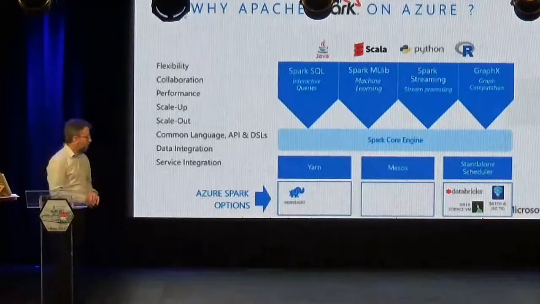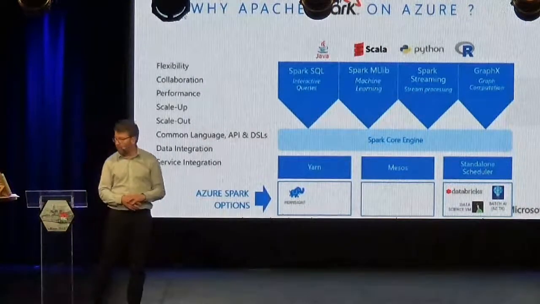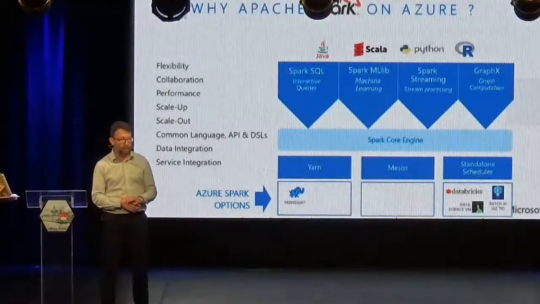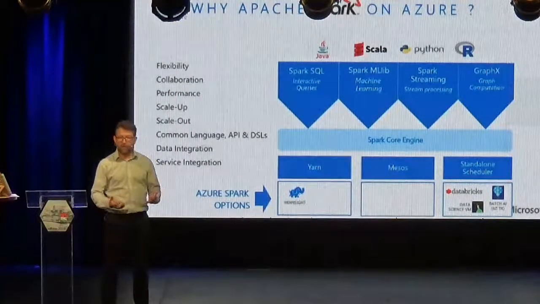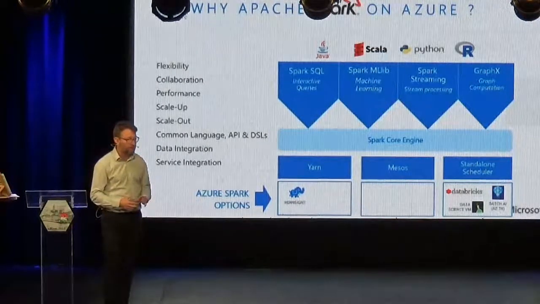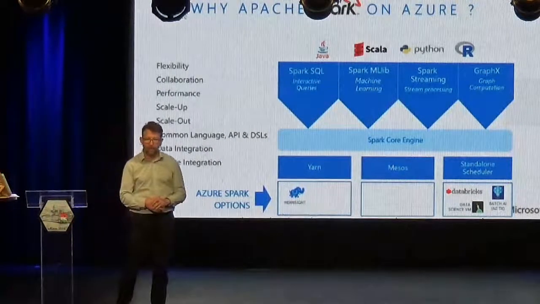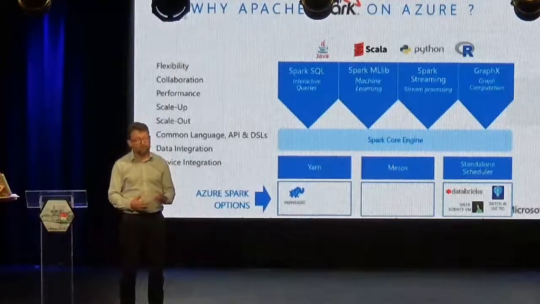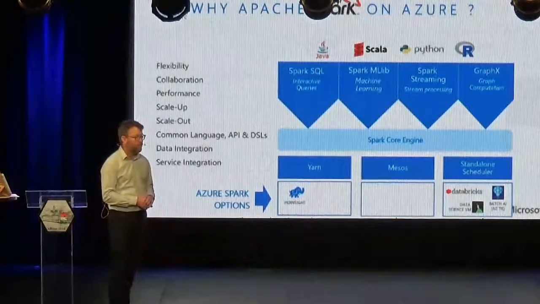So what are the Spark options on Azure then? First of all, you can run Spark on a single machine. You can run it on your laptop, and you might get some benefit from that if you've got multiple cores on your laptop. So you maybe get some processing efficiency from parallelization.